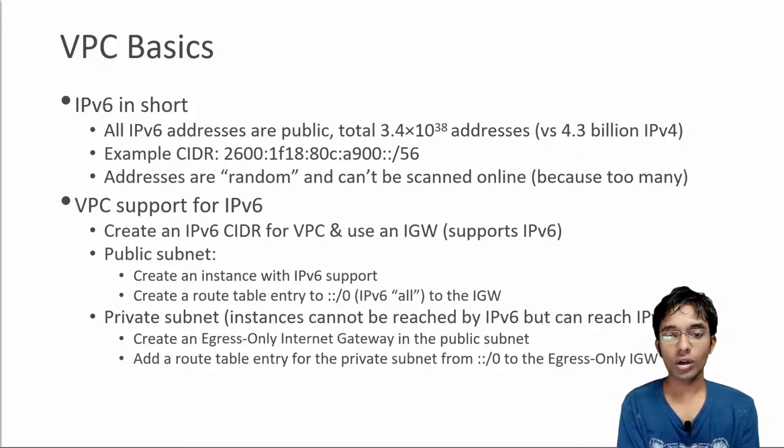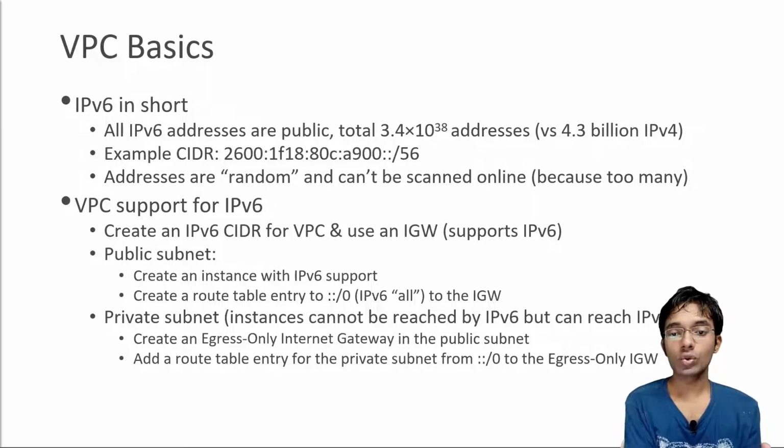In your public subnet, you are going to create an instance with IPv6 support, and that IPv6 address will correspond to the CIDR that has been assigned to your VPC, and then you have to create a route table entry for ::/0, which is the shorthand for all IPv6. For IPv4, all traffic was 0.0.0.0/0, and for IPv6 it's ::/0. So we are saying any traffic to an IPv6 address is going to be sent to the internet gateway, which, remember, supports IPv6.